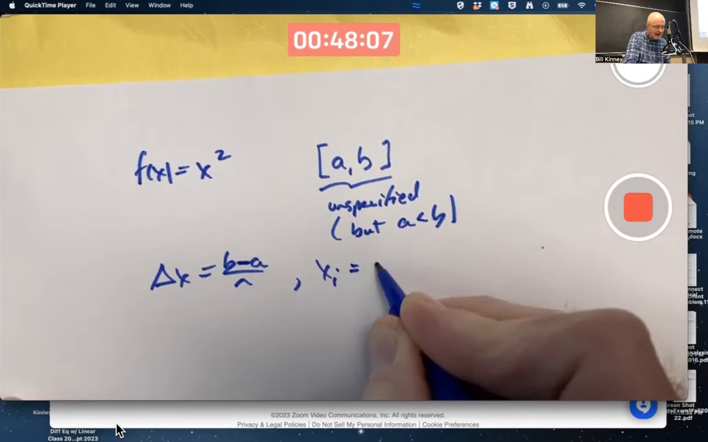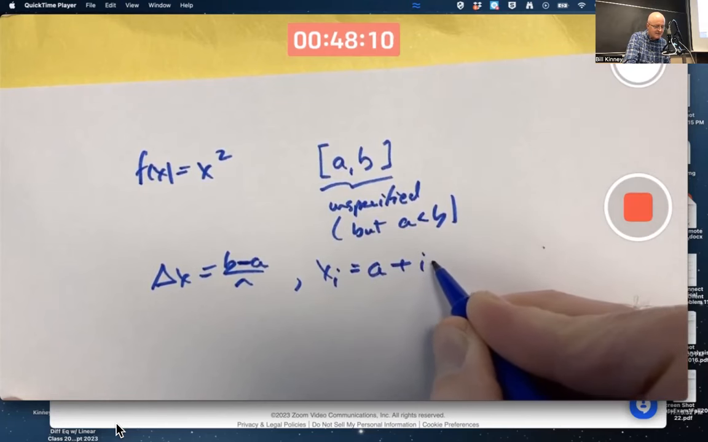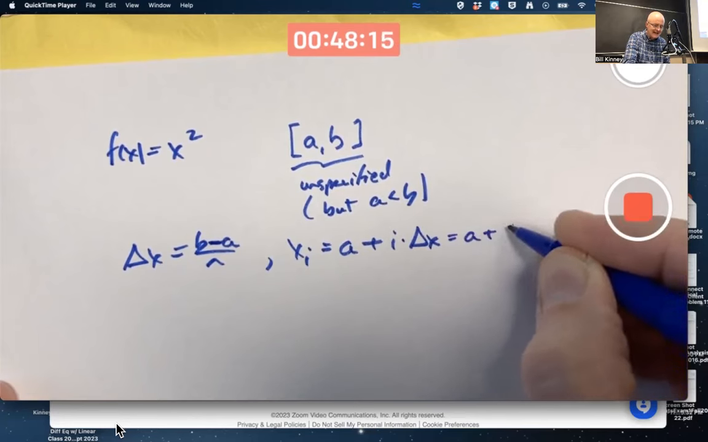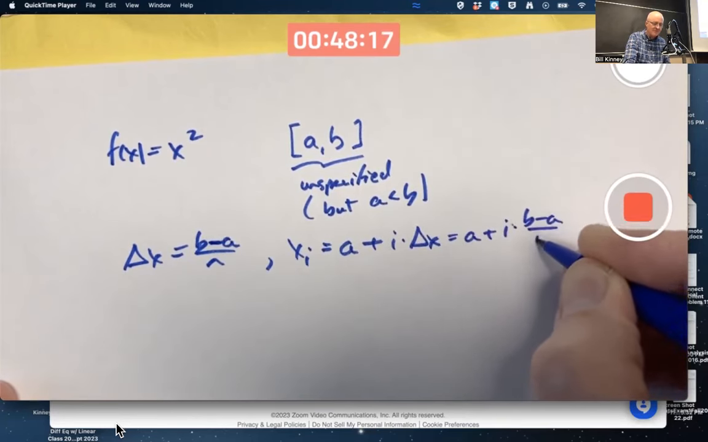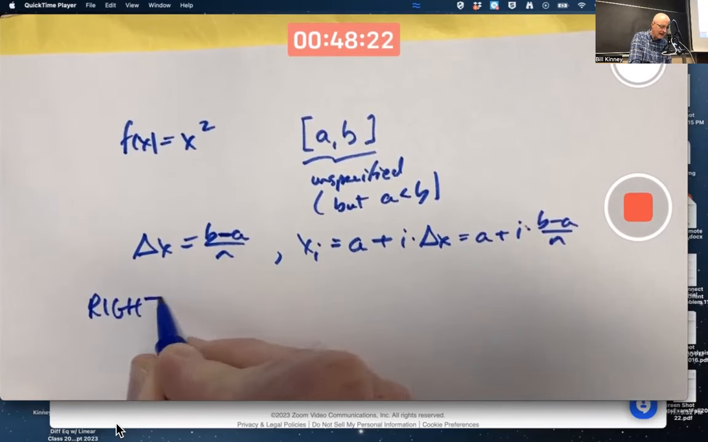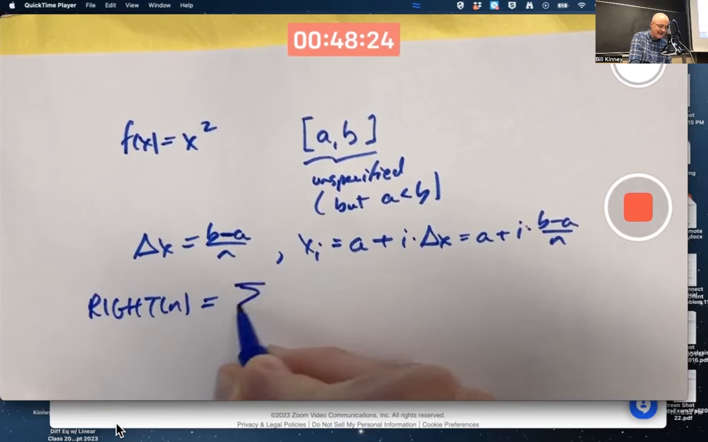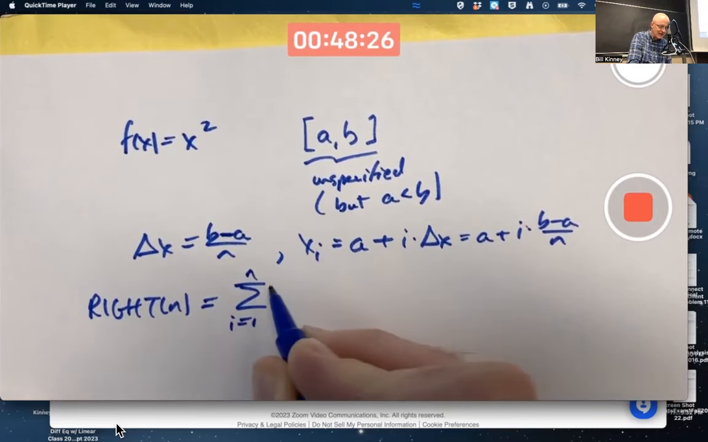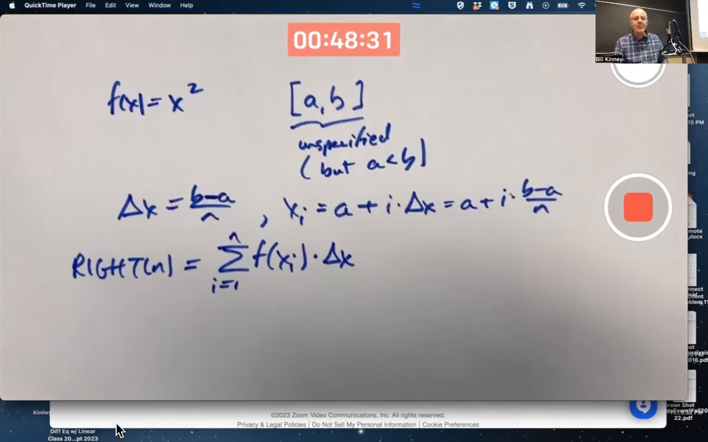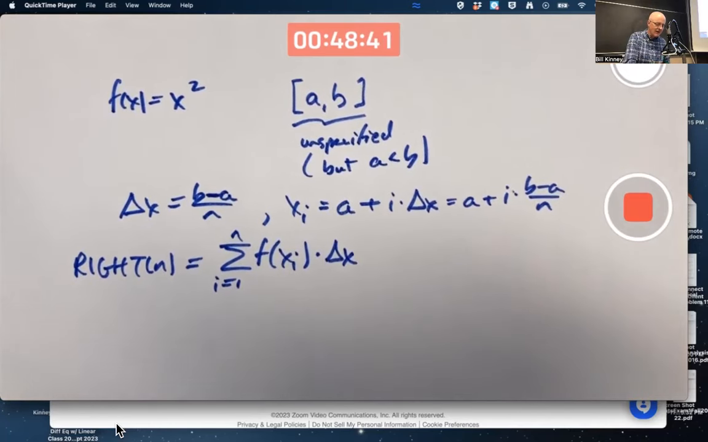Xi is still going to be a plus i times delta x, a plus i times b minus a over n. Let's go ahead and compute a right-hand sum in this abstract situation. Let's see if we can do it. Or let's see if I can do it, I guess. Can I do it? All right.